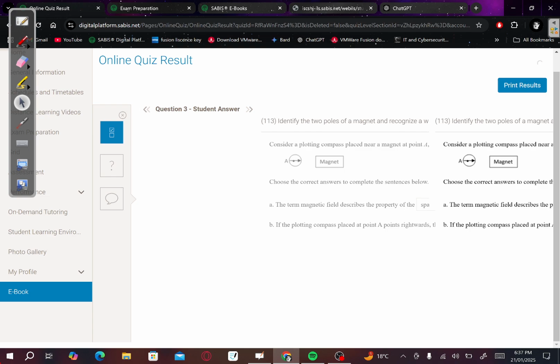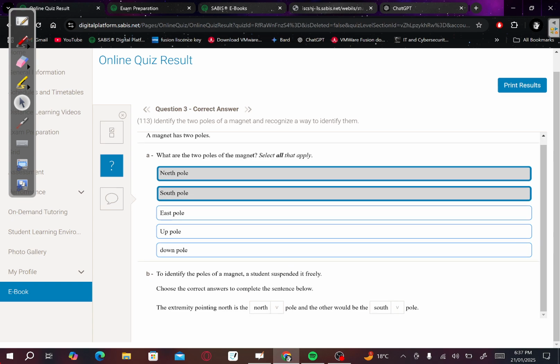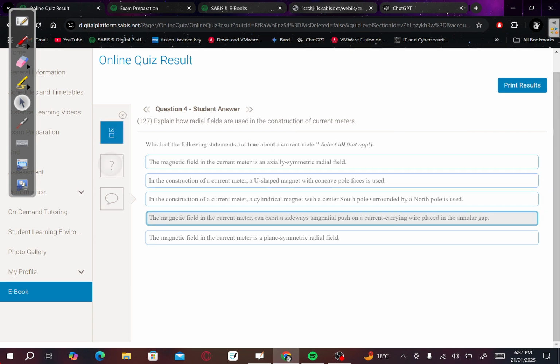Okay, question 3. What are the two poles of a magnet? North and south, obviously. And the extremity pointing north is the north pole, and the one that's pointing south is the south pole. It's in the name. Okay, this one I just answered.